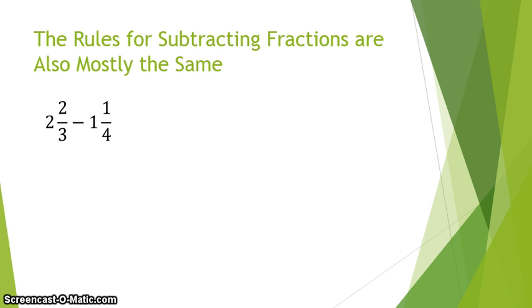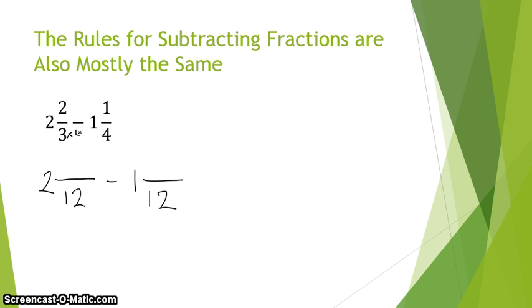Now, the rules for subtracting fractions are mostly the same. So here, this is a very easy example. My first whole number is bigger than my second whole number, that means I can just go ahead and subtract these. But before I even do that, I want to make sure my denominators are the same, which they're not right now. I need a common denominator of 3 and 4, which is pretty easy at this point. It's 12. So I'm going to write 2 and something over 12 minus 1 and something else over 12.